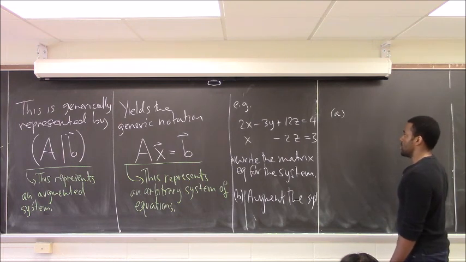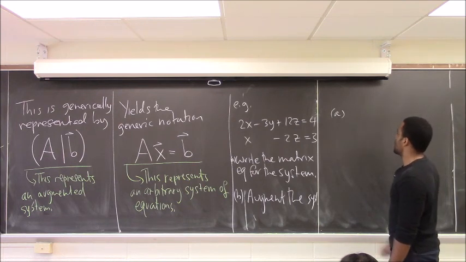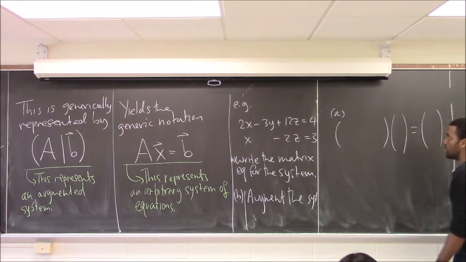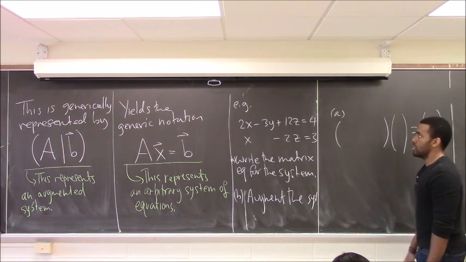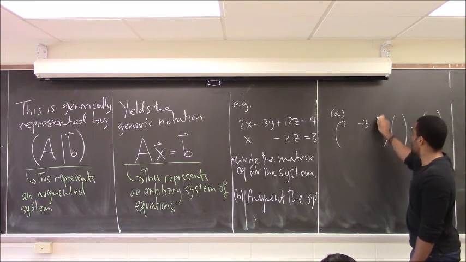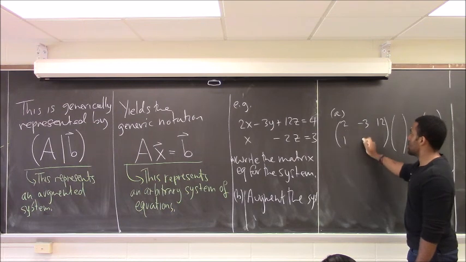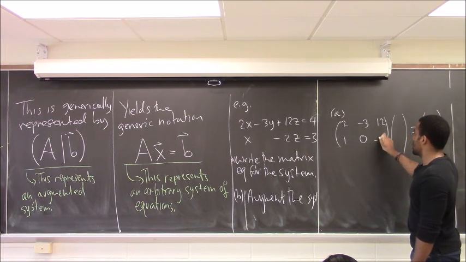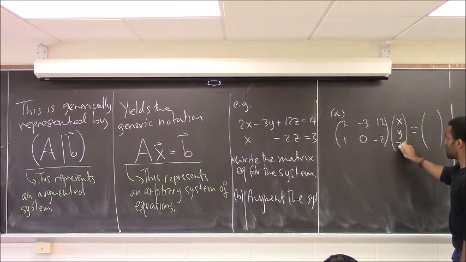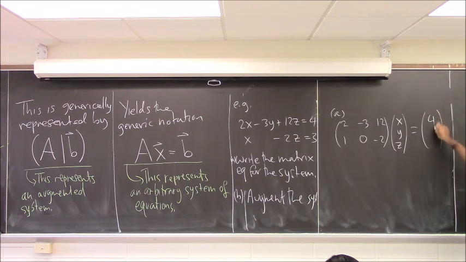So what does the matrix equation look like here? So it's going to be this equals that. What's the first guy? 2, negative 3, 12, 1, 0, negative 2, 4. Okay, so I can just write that down.